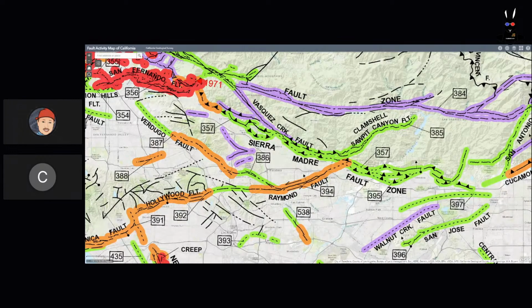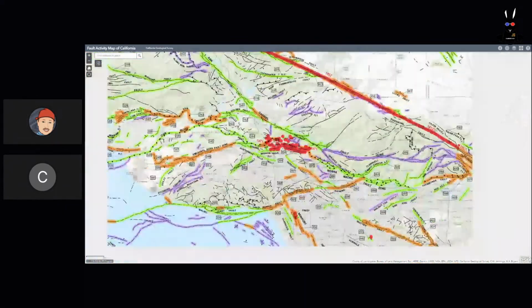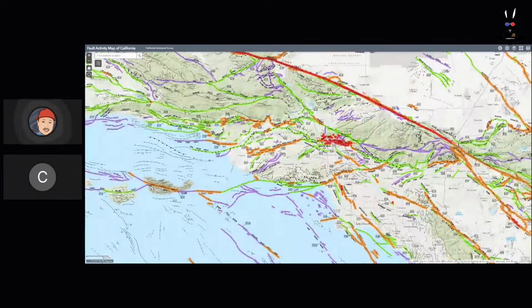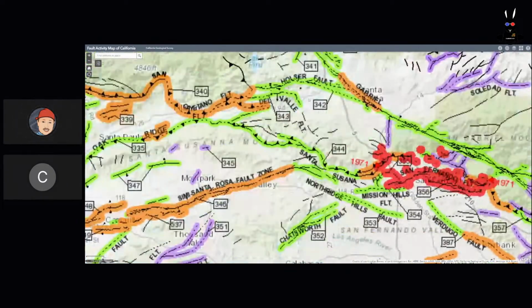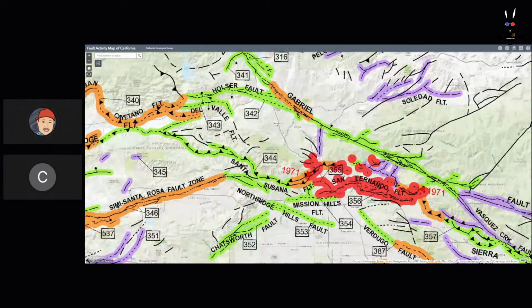Yeah. Because Santa Clarita is out here. There's Holzer Fault, Valley Fault, Stevenson Ranch, Santa Susana Mountains. Yeah, and it looks like that Holzer Fault is connecting over to San Cayetano. So there's another. Right, there's a splay.